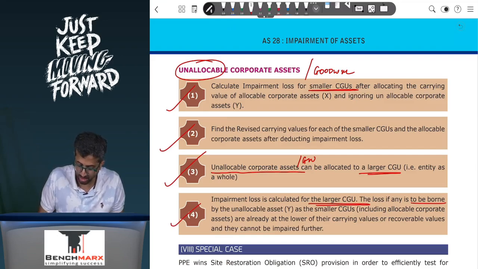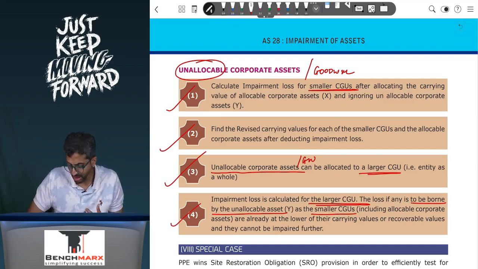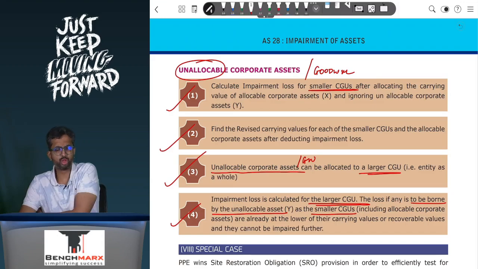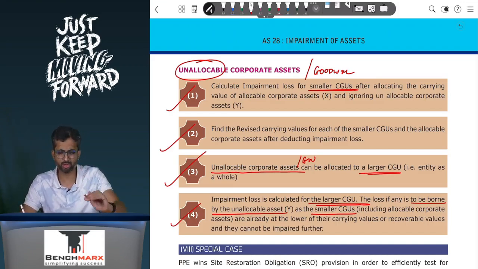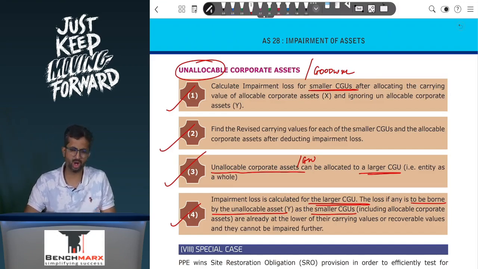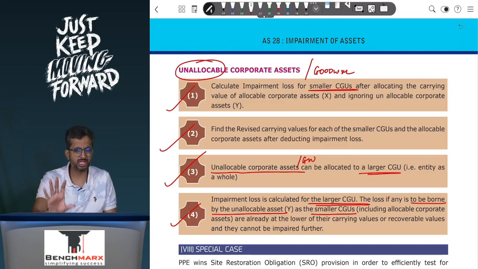The loss, if any, is to be borne by the unallocable assets, and the smaller CGUs, including your allocable corporate assets, if any, are at the lower of carrying value or recoverable amount, because you have already done impairment testing for the smaller CGU. Highly complex, best if you understand it with numbers.